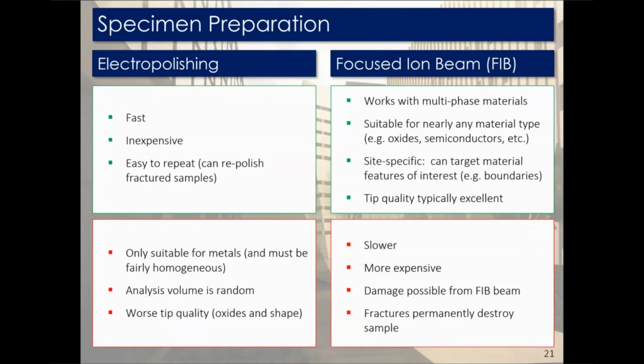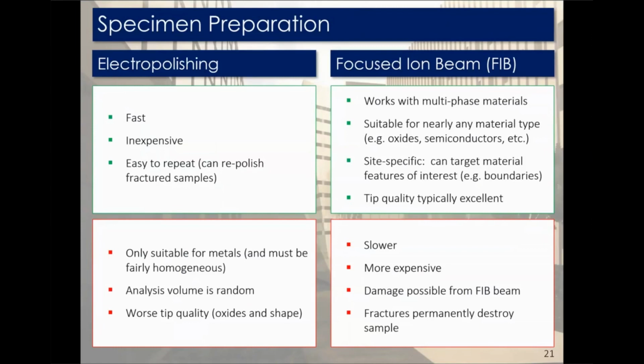However, the FIB has some major advantages, and these advantages are really why it's the more common method that we use at the CCM to prepare our samples. The first big advantage is that the FIB works with multi-phase materials. Electropolishing is really only suitable for metals, and they have to be fairly homogeneous even at that. You can't have, say, particle inclusions that electropolish at a highly different rate than the matrix material.